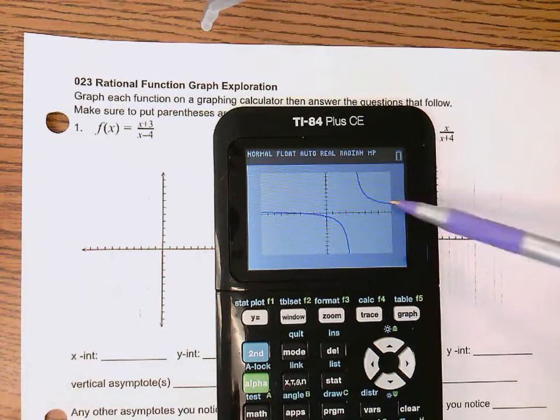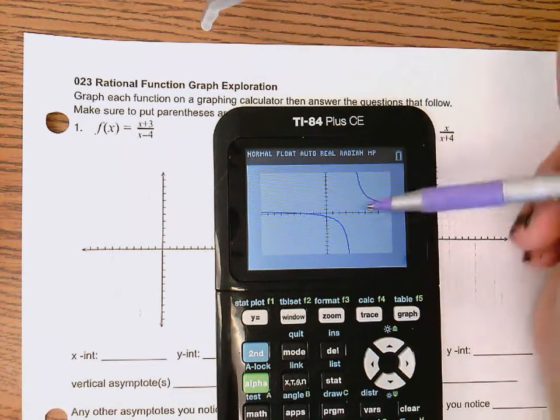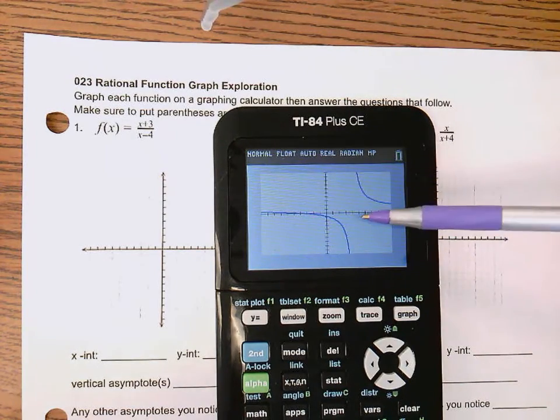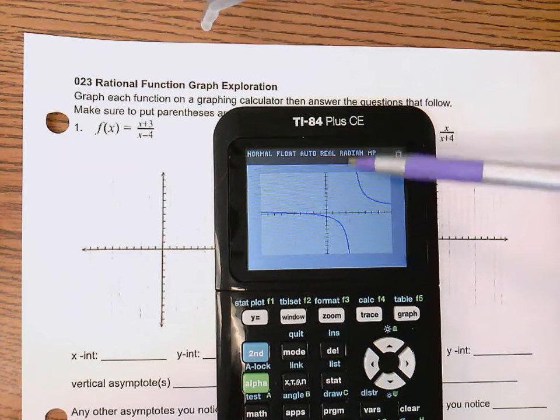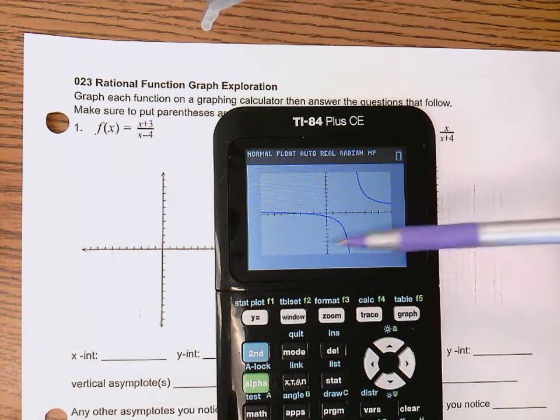So here is my graph, and it's a little bit hard to tell where the asymptotes are. An asymptote is something that a graph is moving towards. So take your best guess. So my best guess is this vertical asymptote is at 4. See how 4 is directly in between these two curves?